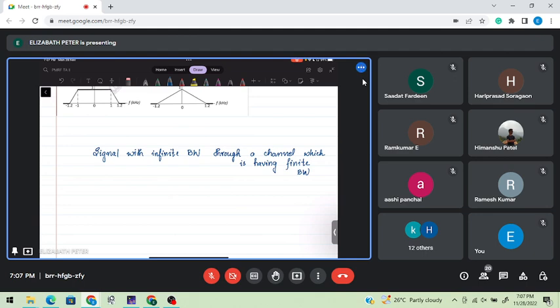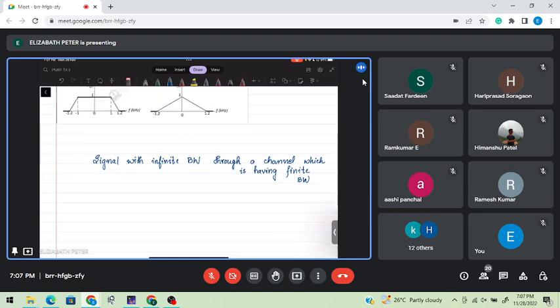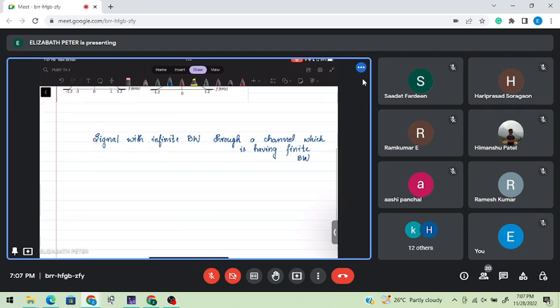What happens if a signal with finite bandwidth is sent? Still, there is some distortion, so ISI will occur in the signal. To avoid this ISI, when we send a signal, we need to choose the signal's shape appropriately so that we can prevent this ISI. That is what is called pulse shaping.